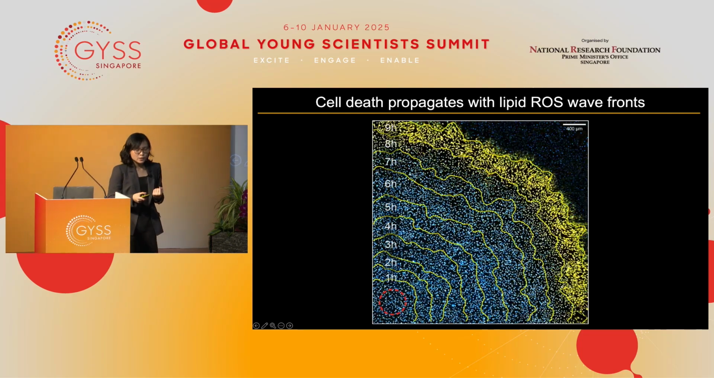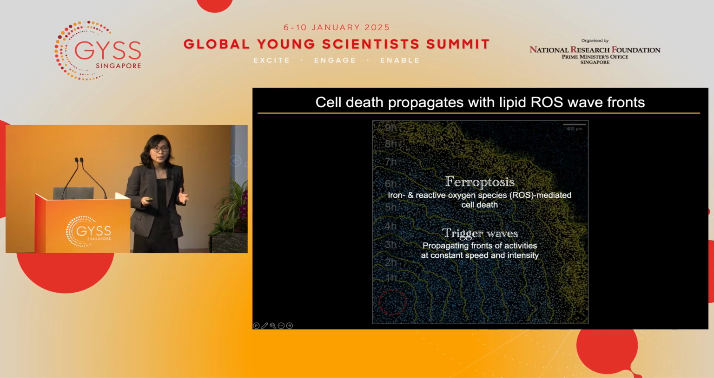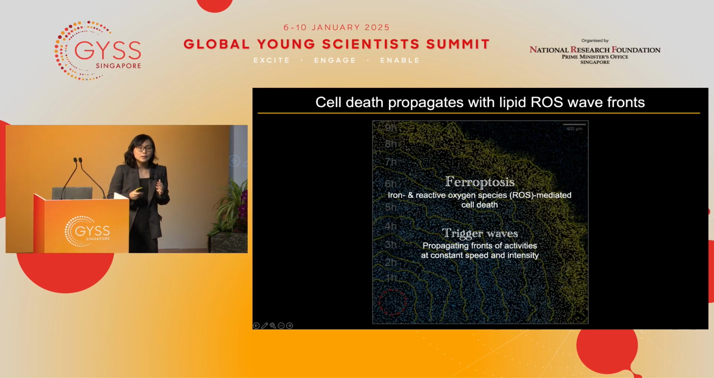This type of cell death is what we call ferroptosis, mediated by the accumulation of iron and reactive oxygen species, and we found that ferroptosis can propagate at constant speed without any signs of slowing down across long distances. This is a phenomenon we call trigger waves, and by nature, trigger waves can propagate infinitely across space. So how can biology utilize this spatially infinite propagation of cell death to eliminate unwanted cells only, without causing damage to the entire organism?